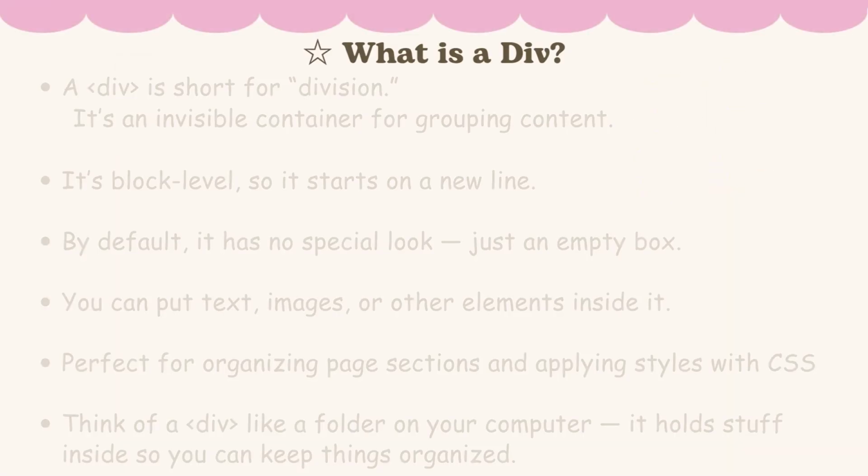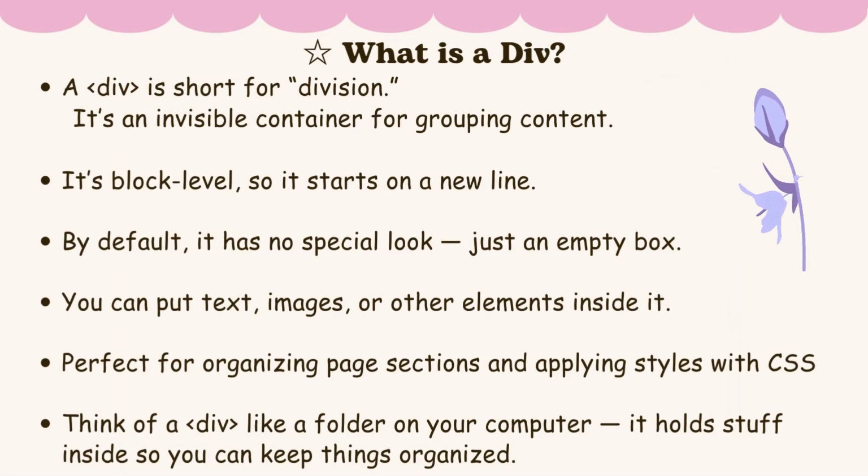A div is short for division. It's an invisible container for grouping content. By default, it's block level, so it starts on a new line. It doesn't have any special look, just an empty box. You can put text, images, or even other elements inside it. It's perfect for organizing page sections and applying styles with CSS. Think of it like a folder on your computer, it holds things together and keeps them organized.